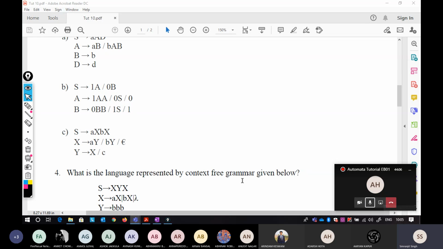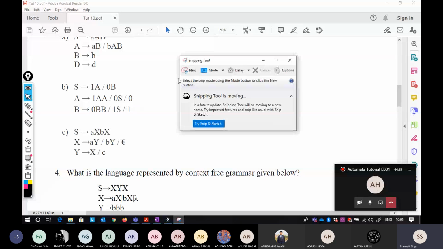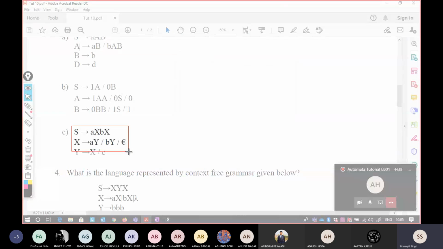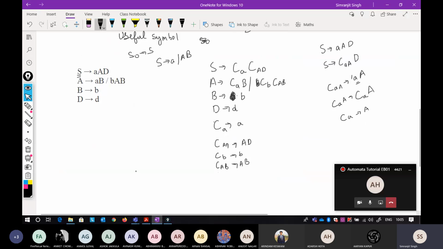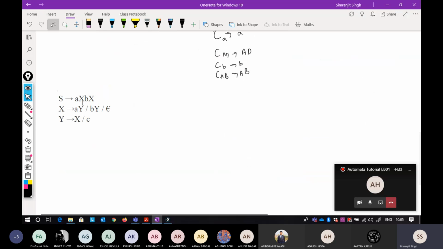Okay, so how to solve this question? It will take a little bit of your effort, because as you're seeing, there is also a unit production in this one, as well as an epsilon production. Okay, so let me copy and paste. So now how to solve this question? First of all, you eliminate this one and this one. Okay, so first eliminate the unit production. Oh, sorry, the null production, that is your epsilon production.